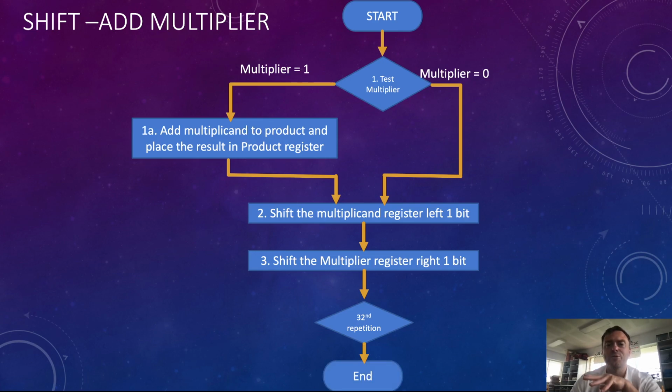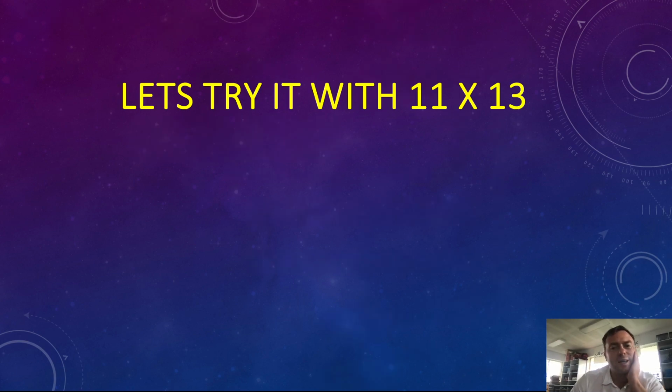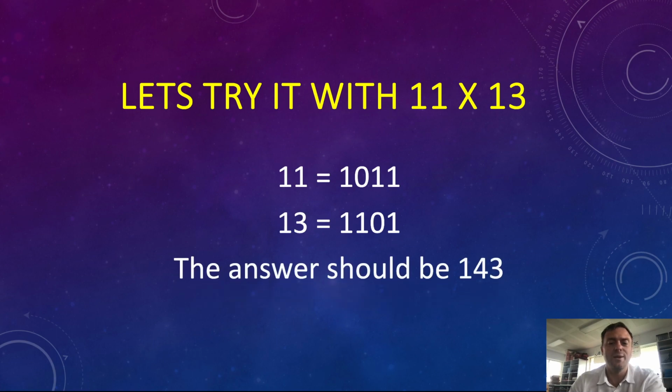So that's a little bit of a flow chart to show how this sort of works. And then that loops in on itself 32 bits, and if that's yes, you exit. So let's try again with 11 times 13, which is what we just did before. We know that 11 is 1011 and 13 is 1101. So the answer should be 143 or 10001111 at the end.